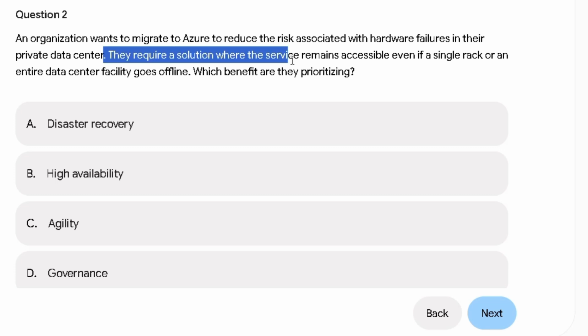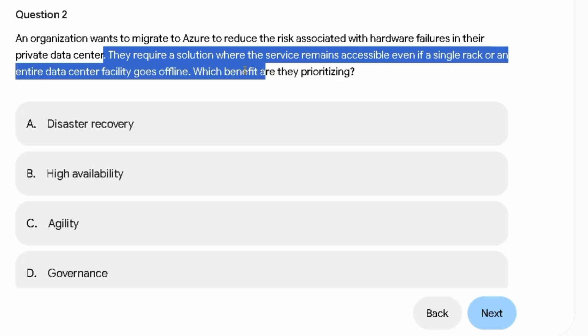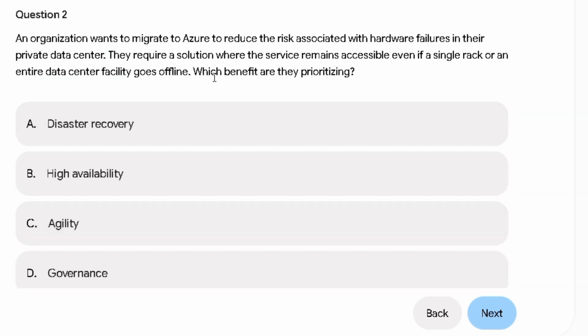They require a solution where the service remains accessible even if a single rack or an entire data center facility goes offline. Which benefit are they prioritizing? So we have agility, governance, high availability, and then we have disaster recovery. Like I said, if you know, pause it, and then we'll see what the answer is.